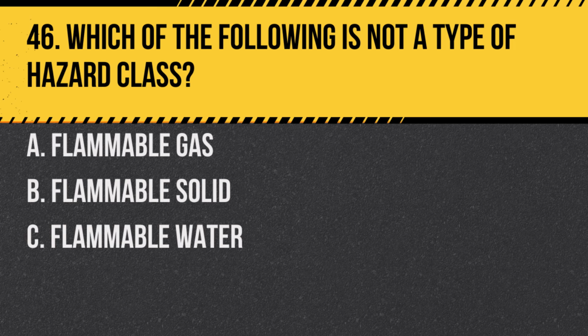Question 46. Which of the following is not a type of hazard class? A. Flammable gas. B. Flammable solid. C. Flammable water. Answer: C. Flammable water. Flammable water is not a recognized hazard class.